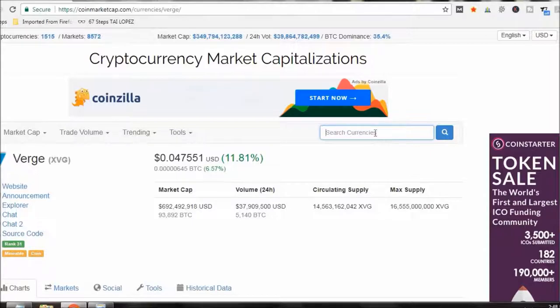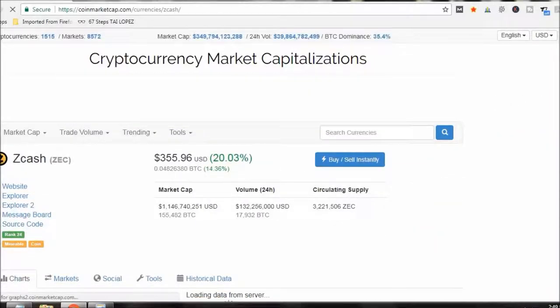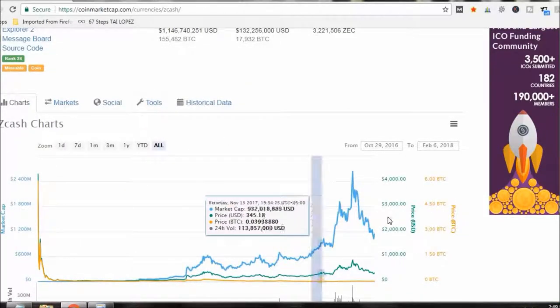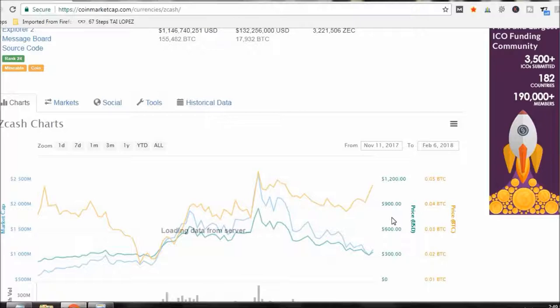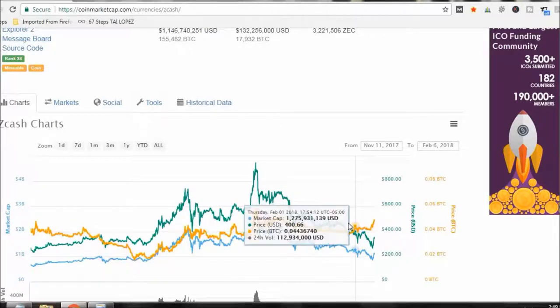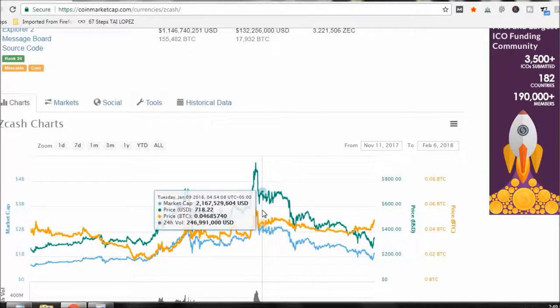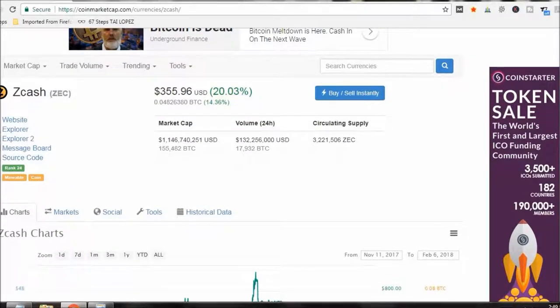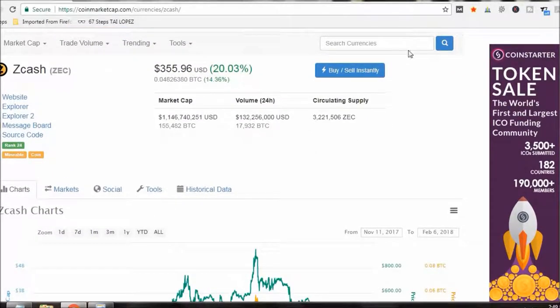Whereas Zcash, it's $355, okay? So let me spread this chart out. Let me see what the highest Zcash point was, which is, say, $891. So a little over 2.5 times it could go up to be at its high, whereas Verge could go up 3 to 4 times.